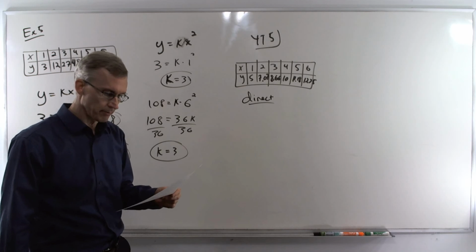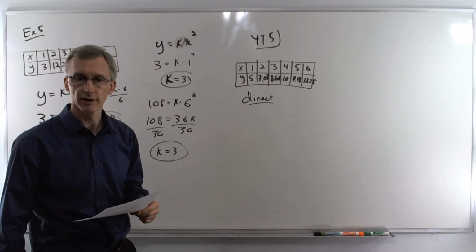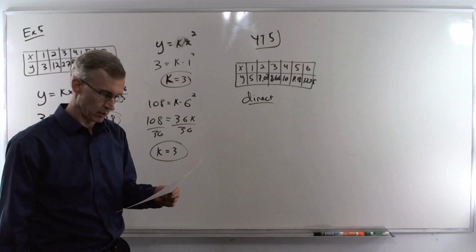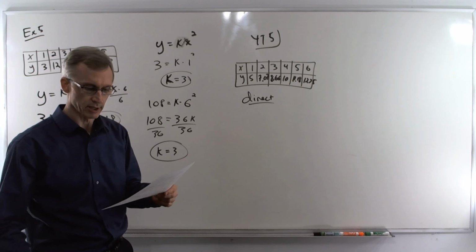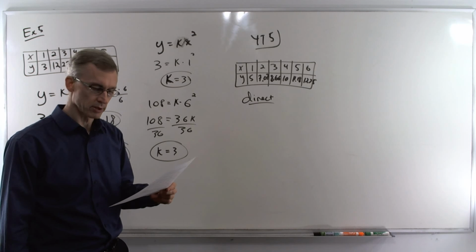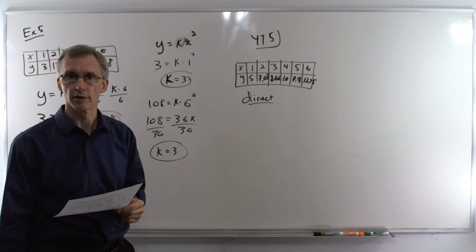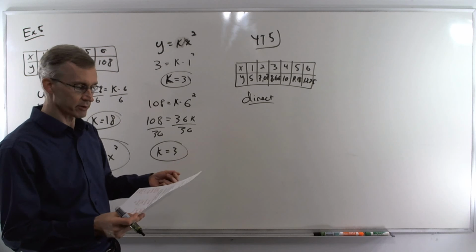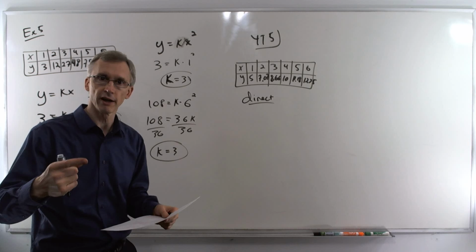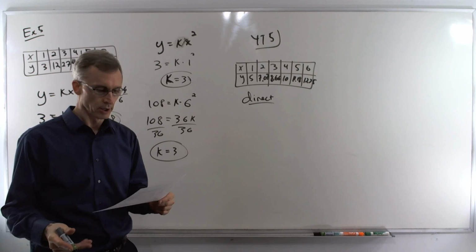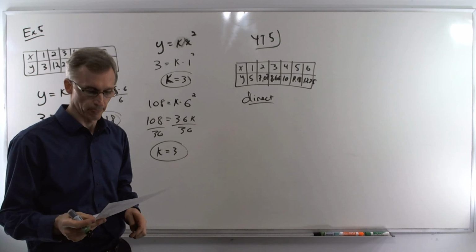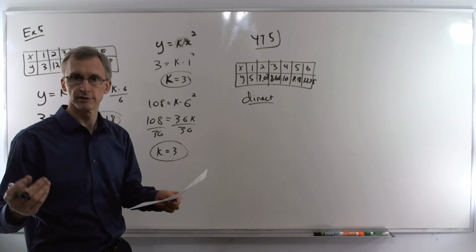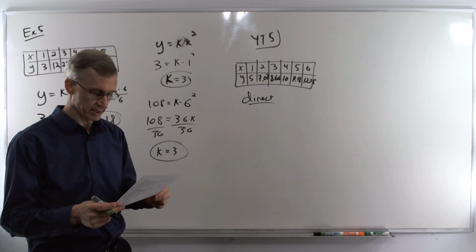So the three possible equations for direct variation are y equals kx, y equals kx squared, and y equals k times the square root of x. We only have two variables, so that means we're not going to be doing joint variation or combined variation. We need three variables for those. So it's got to be one of those three. Those are the only three options. So let's test them out.